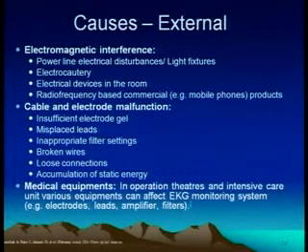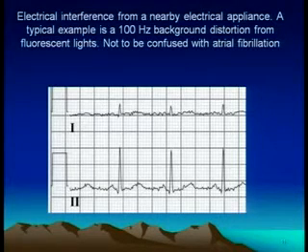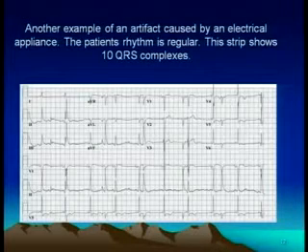Then medical equipment in operation: when the patient is in the OT or in the ICU, the various equipment, as I was mentioning, can also affect the EKG monitoring system, especially electrodes, leads, amplifiers and filters. Now, this is electrical interference from a nearby electrical appliance. A typical example is 100 Hz background distortion from a fluorescent light. You may wonder what is happening nearby, but that itself can be confused, so much like whether it is atrial fibrillation or what. So you need to see that this is something that is not actually pathological.